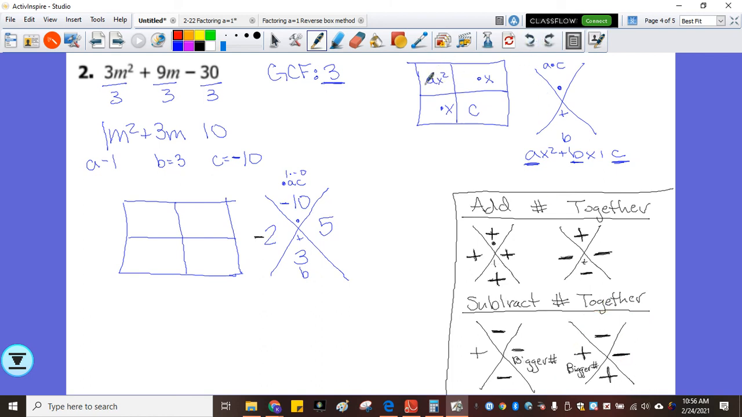Okay. Ax squared goes in your top left box. 1m squared. C goes in your bottom box, 10. And then you put the 2 numbers you chose in your other boxes with a variable x, or m in this case. I said I was going to put my smallest one up here. And then we factor like normal. Can you fill out your box?